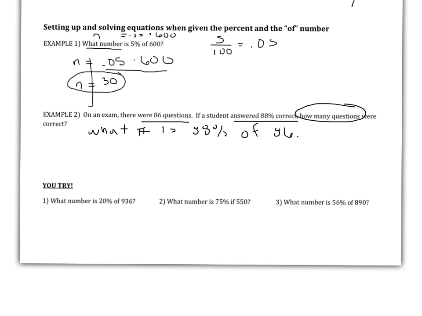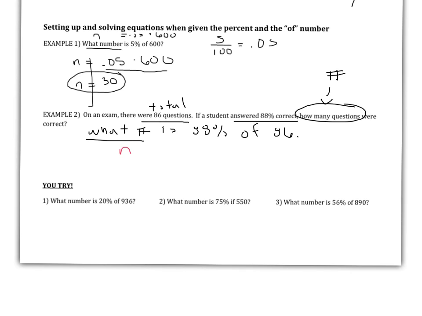Now, there's a couple of things that can help us figure out which way we're going to write this. First of all, it's asking us how many questions. That means we're looking for a number. We're not looking for a percent. So that should tell us that our phrase should start out with what number. We have the percentage 88. We don't need to know the percentage. So what number is 88% of our total 86? And now we can directly translate that.